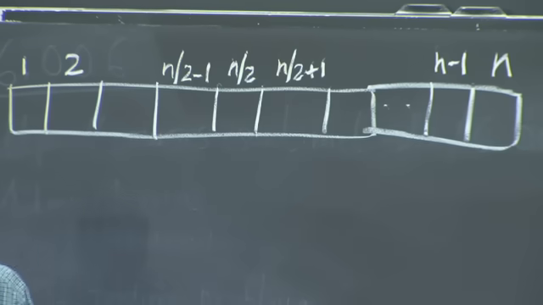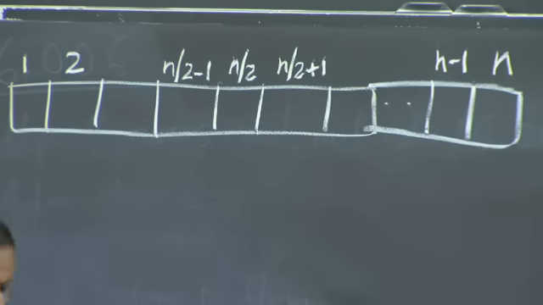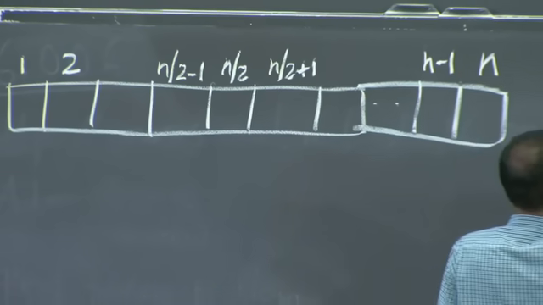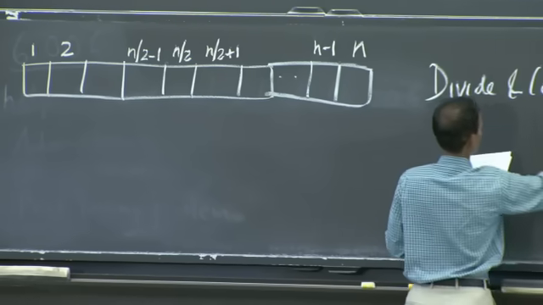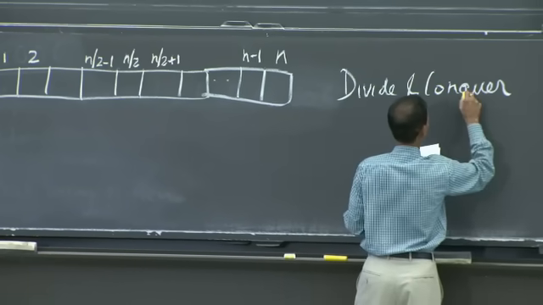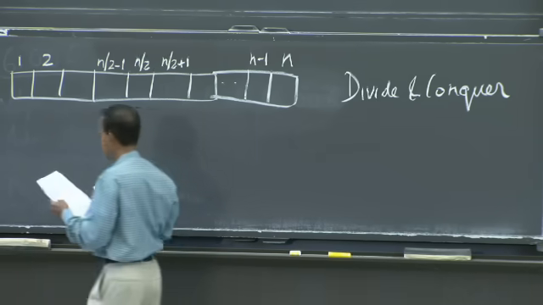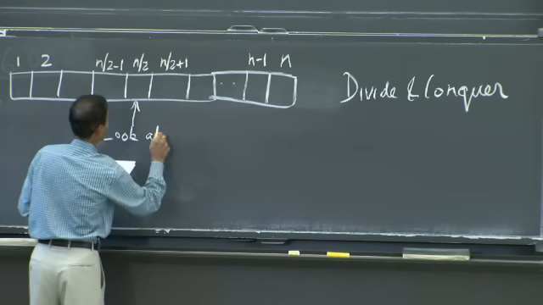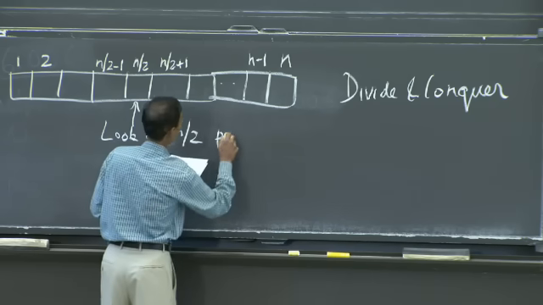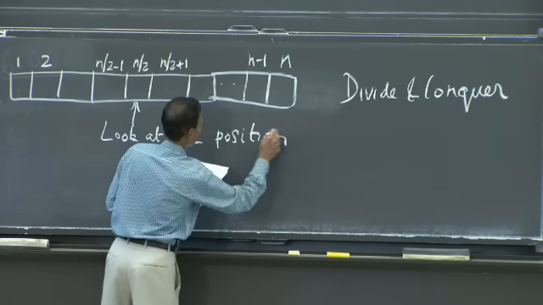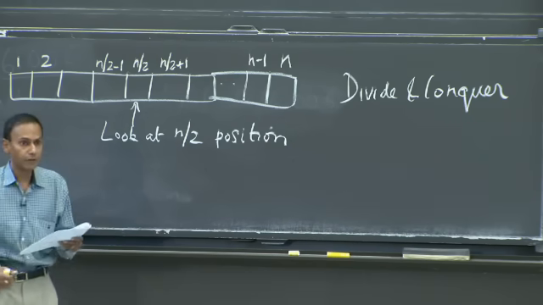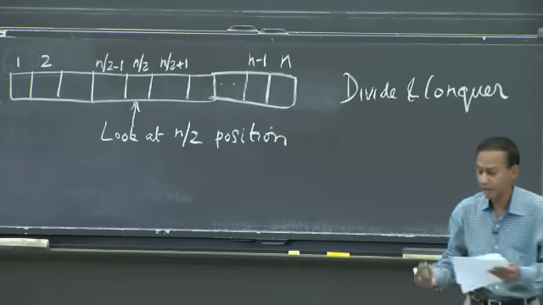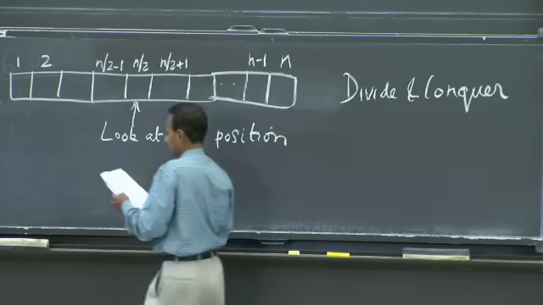So the picture you want to keep in your head is this picture that I've put up there. And this is a divide and conquer algorithm. You're going to see this paradigm over and over in 6006. We're going to look at the n/2 position, and we're going to look to the left, and we're going to look to the right. And we're going to do that in sequence.